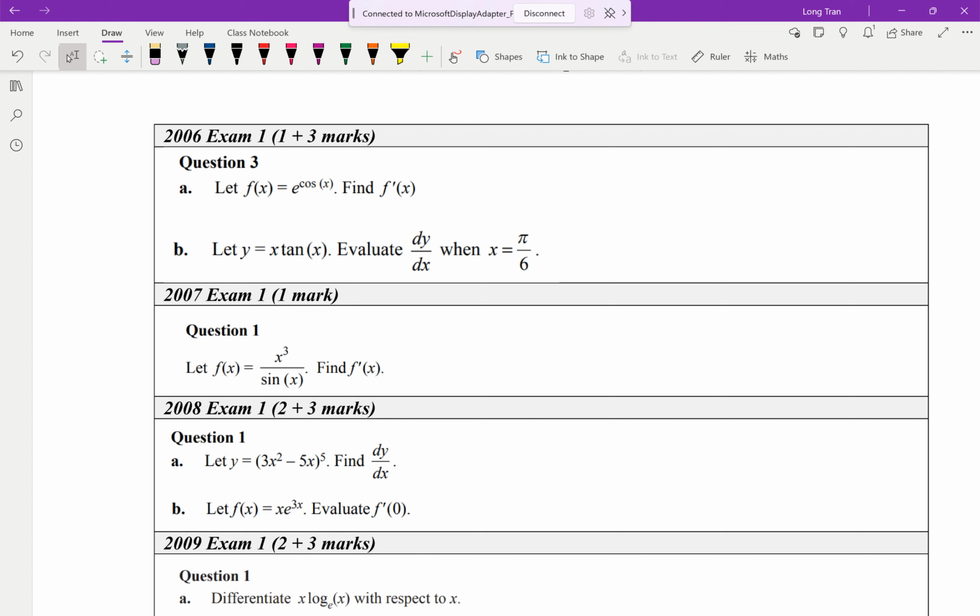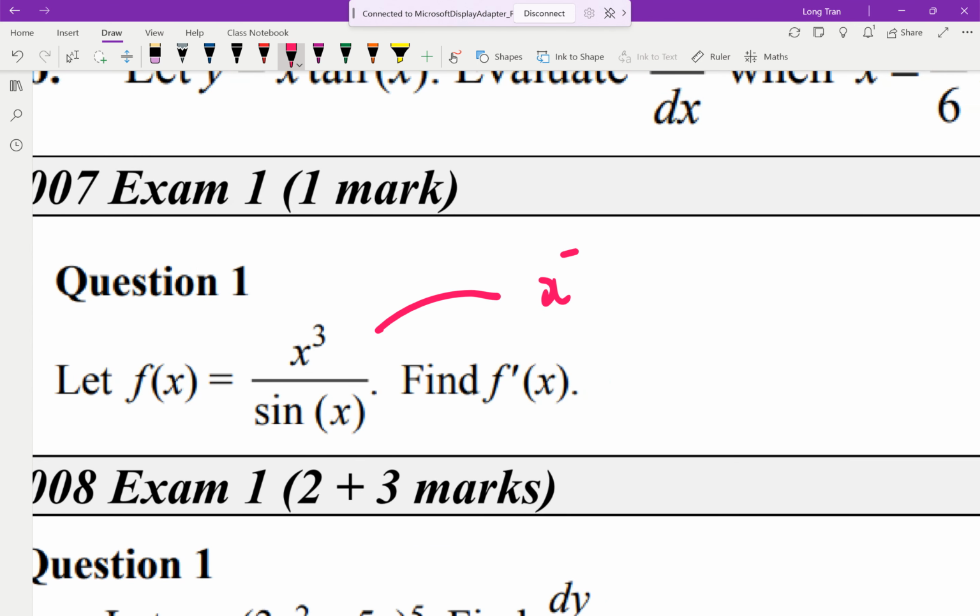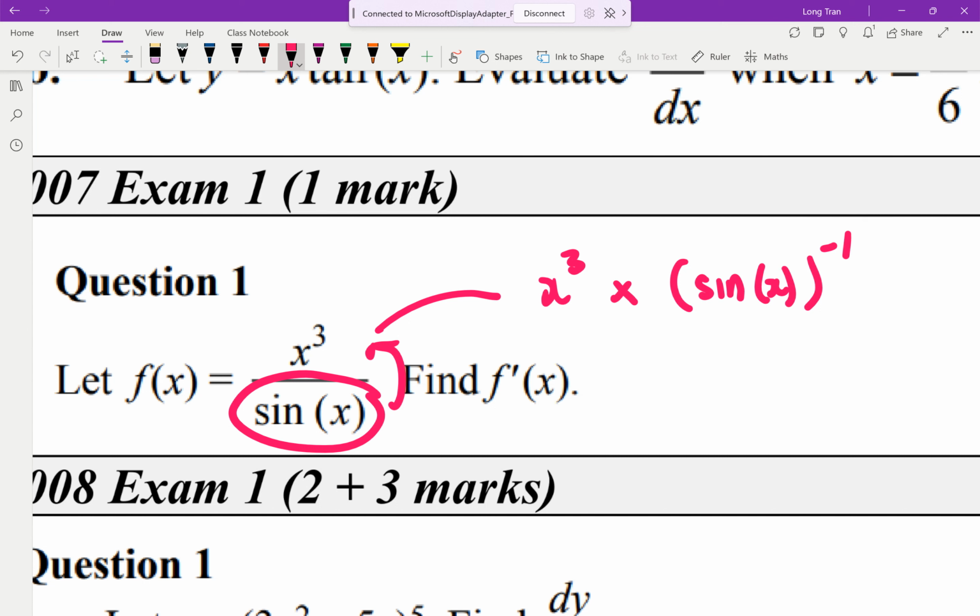Exam 1 is designed for you to get as many marks as you can. So with the current skills that you have, you should be able to do all these questions that I've just set up. The questions with the fraction, like this one, 2007, you can use product rule for, because that's x cubed times, and you can bring the sine of x to the top and it becomes sine of x to the power of -1. That just means you have to use chain rule for this one. But if you have quotient rule, it'll be faster. Technically, you can do any quotient problem with product rule.